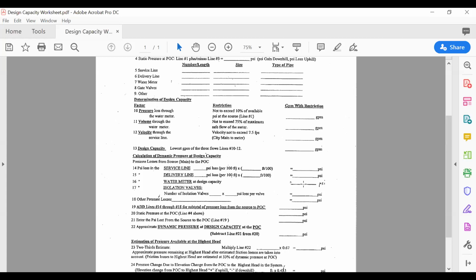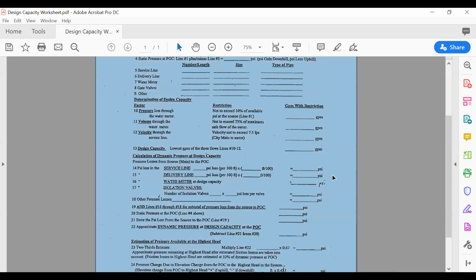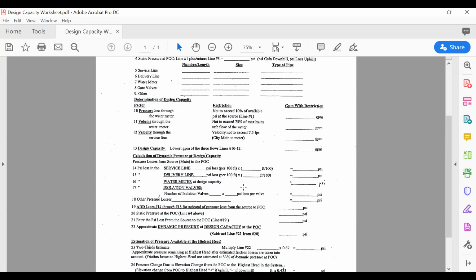Okay. So if we add all those together, because we don't have any isolation valves and we don't have any other pressure loss, we should have 10.63 psi. So line 19 should read 10.63 psi.